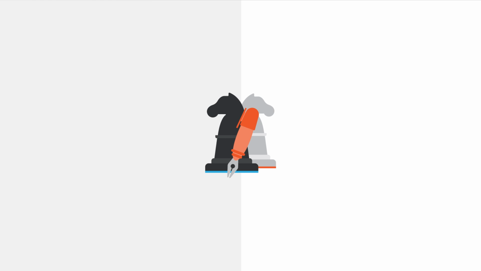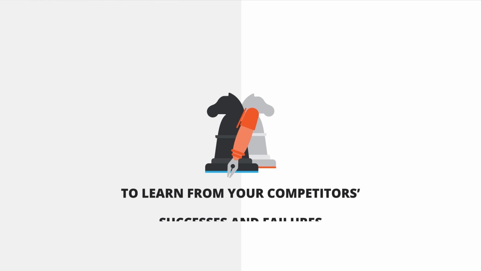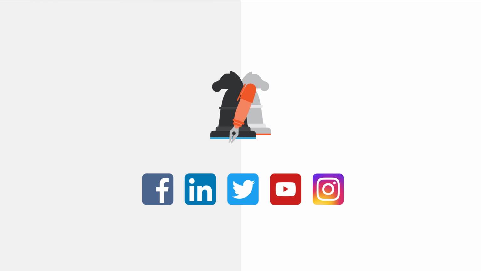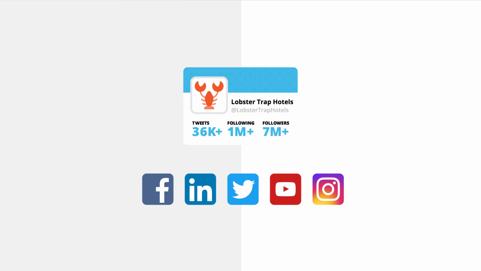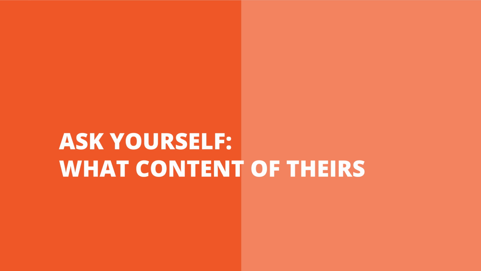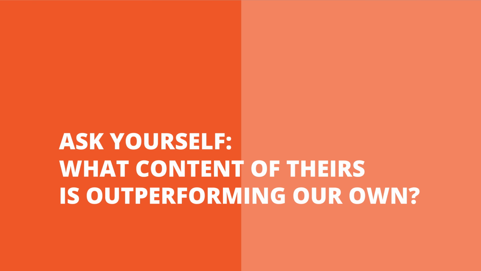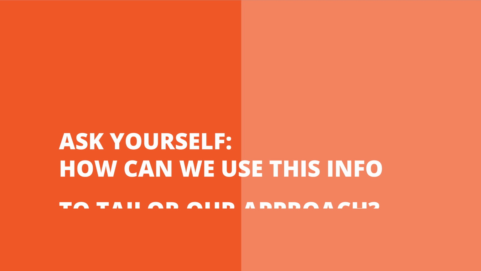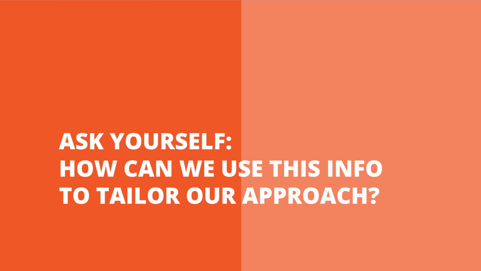Next, perform a competitive audit to learn from your competitors' successes and failures. To do this, look at your competitors on a per-channel basis. Gather their basic metrics so that you can determine your share of voice and either build, grow, or maintain it. Ask yourself, what content of theirs is outperforming our own? And how can we use this information to tailor our approach?